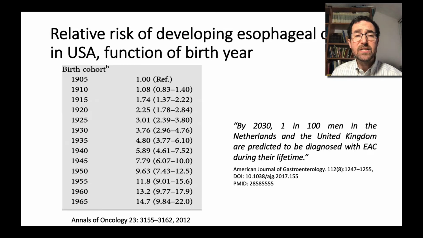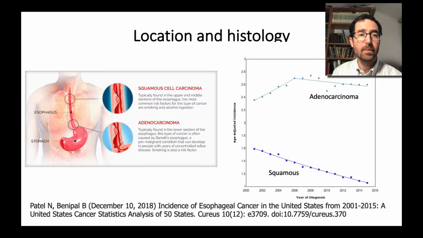A rather pessimistic sentence I found in a recently published article in the American Journal of Gastroenterology is that by 2030, 1 in 100 men in the Netherlands and the UK are predicted to be diagnosed with esophageal carcinoma during their lifetime. Really tremendously large numbers, and I think the figures in the United States are probably very similar.